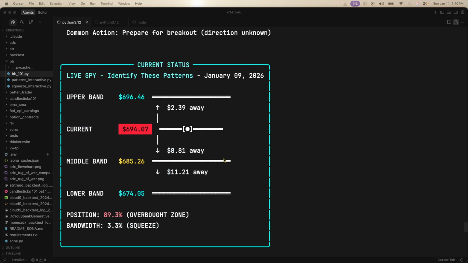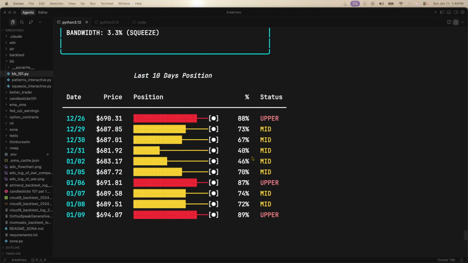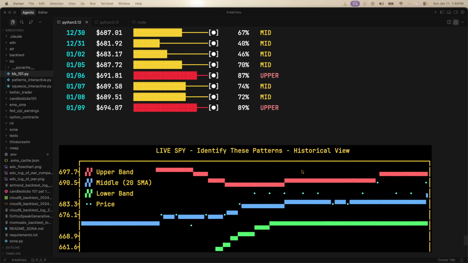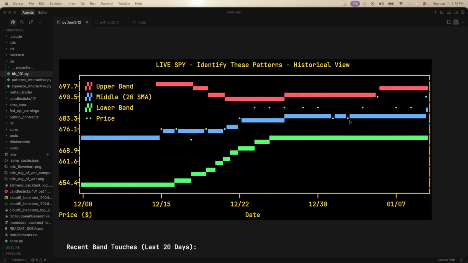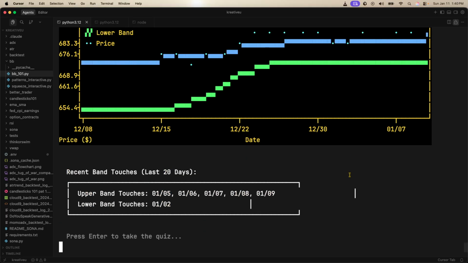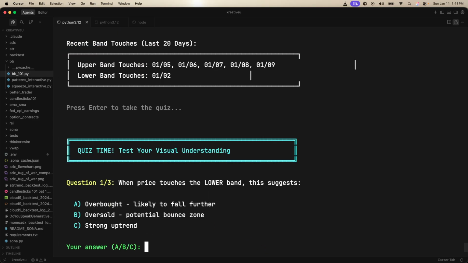So here's the current SPY again for y'all to see, and here's the last 10-day positions. And here are the visuals for SPY so we can actually see. So let's go ahead and take our quiz. The upper band touches we had on the 5th, the 6th, the 7th, the 8th, and the 9th. That's overbought territory. And then we had the lower band touches for oversold territory. So we had a lot more FOMO than panic throughout these first couple of days of the new year.